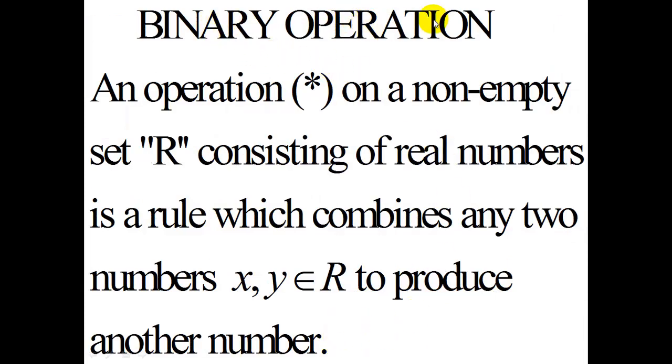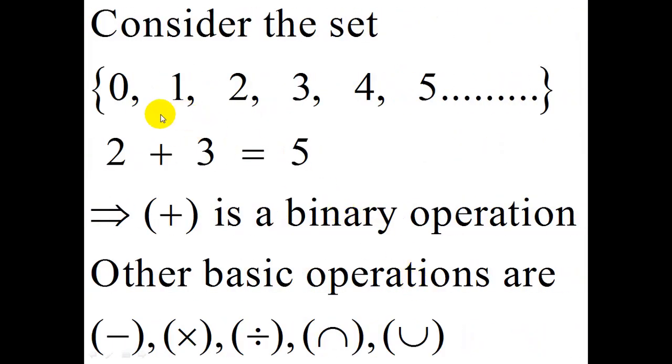Now, binary operation. An operation on a non-empty set R consisting of real numbers is a rule which combines any two numbers x, y belonging to R to produce another element. Now let us take a look at this example.